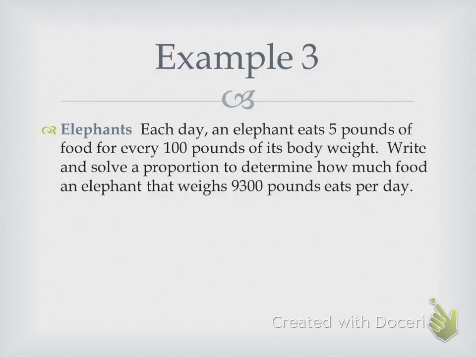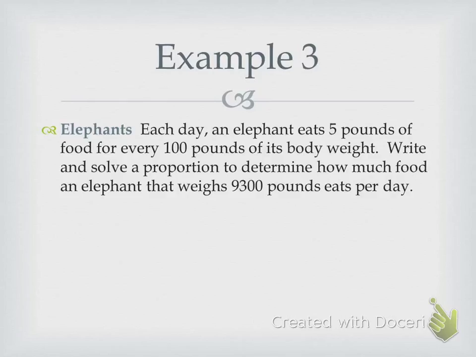Here's how this would look in an example. Each day an elephant eats 5 pounds of food for every 100 pounds of its body weight. Write and solve a proportion to determine how much food an elephant that weighs 93 pounds would eat per day. Go ahead and try to set it up. Remember, make sure you're comparing food to food over pounds to pounds, or however you want to do it, but compare the same thing on both sides.